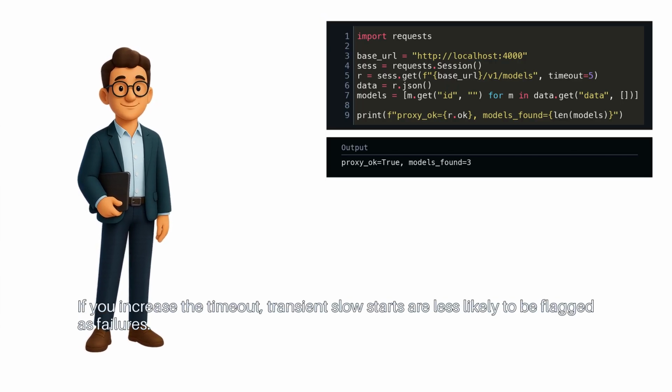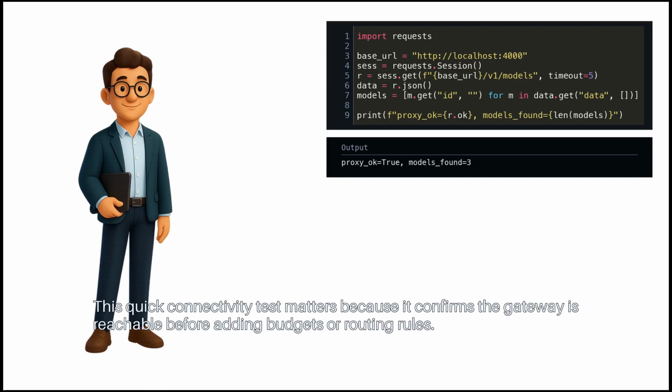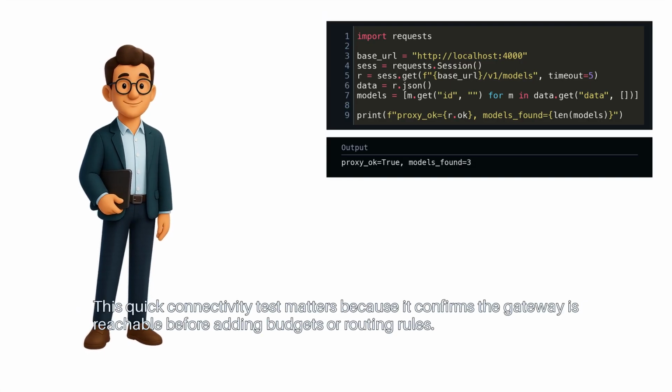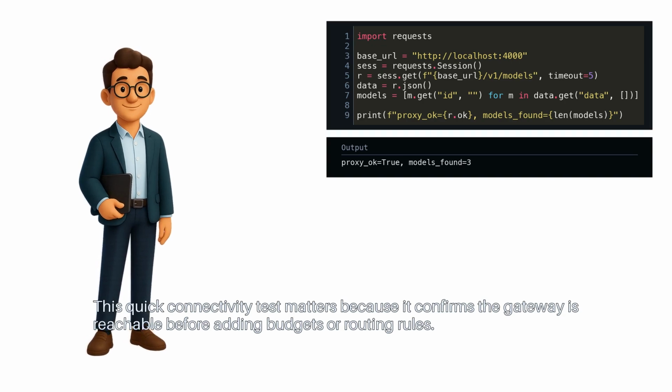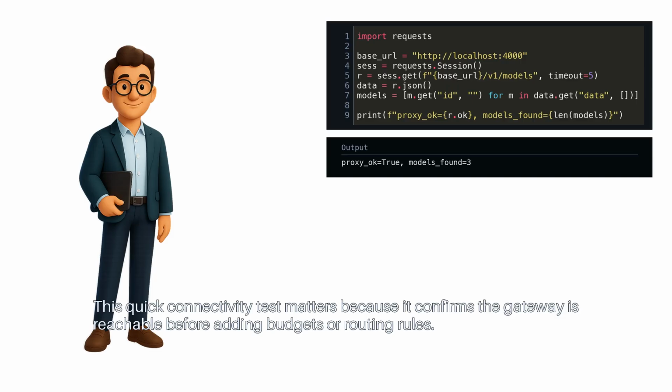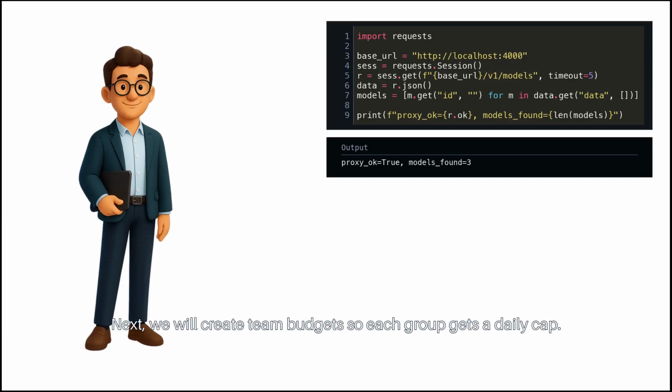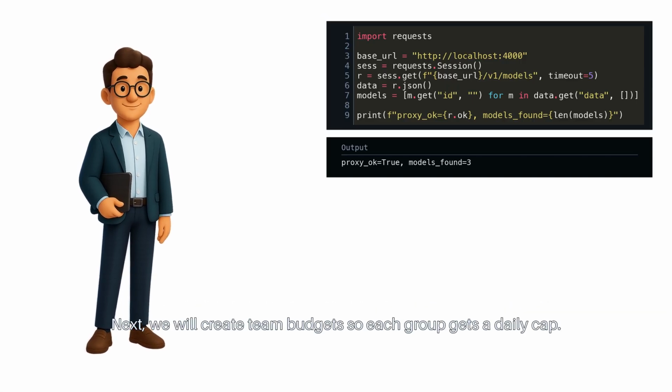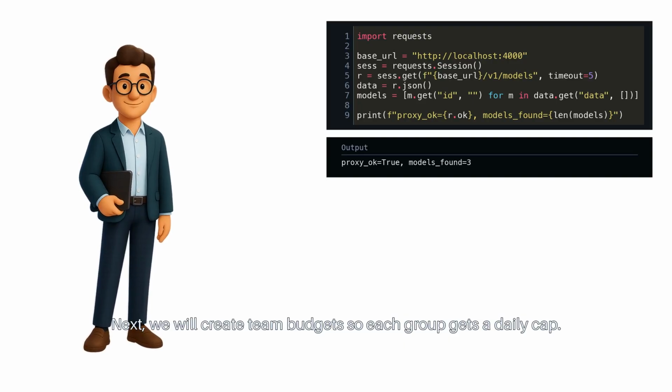If you increase the timeout, transient slow starts are less likely to be flagged as failures. This quick connectivity test matters because it confirms the gateway is reachable before adding budgets or routing rules. Next, we will create team budgets, so each group gets a daily cap.